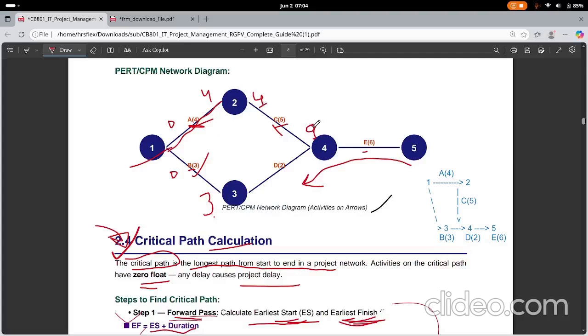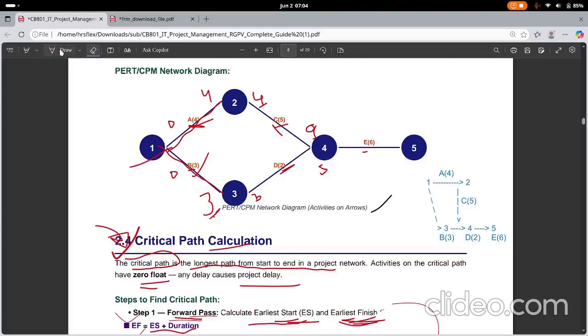Now D के लिए what should be the earliest start? So since ये पहले B ख़त्म होगा, then ये D शुरू होगा. So its earliest start will be 3, like for ये वाला. And what is its own duration? 2. So 3 plus 2, it will be 5. Got it?